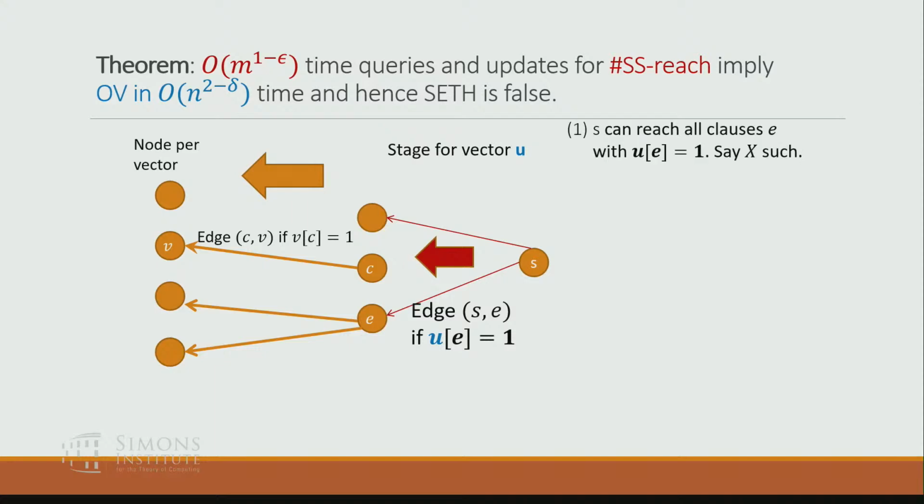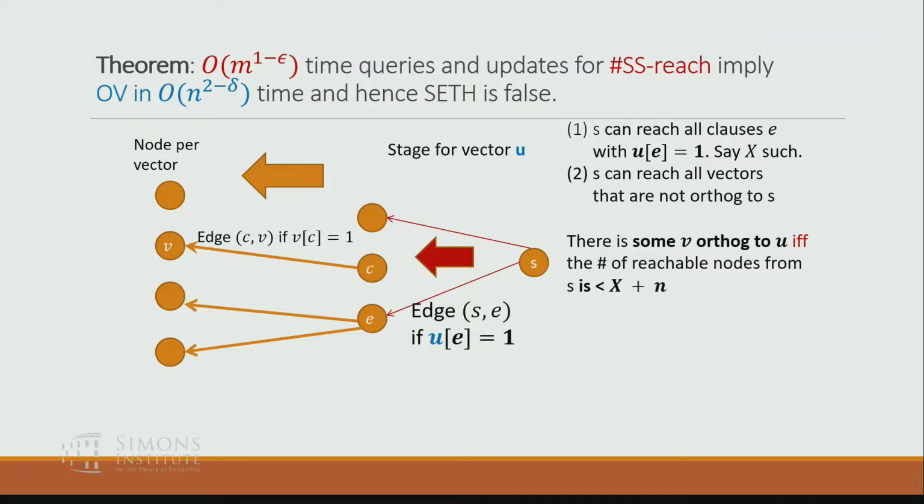All right. What happens here? S, the source, can currently reach every coordinate that u has a 1 in, and we know how many there are because this is the number of edges we inserted. Let's call it x. S can also reach every vector that u is not orthogonal to, so it can reach a vector here if they share a coordinate in which both are 1. And it cannot reach anything that it is orthogonal to. So there exists some vector v that is orthogonal to u if and only if the number of nodes reachable from S is less than n plus x.